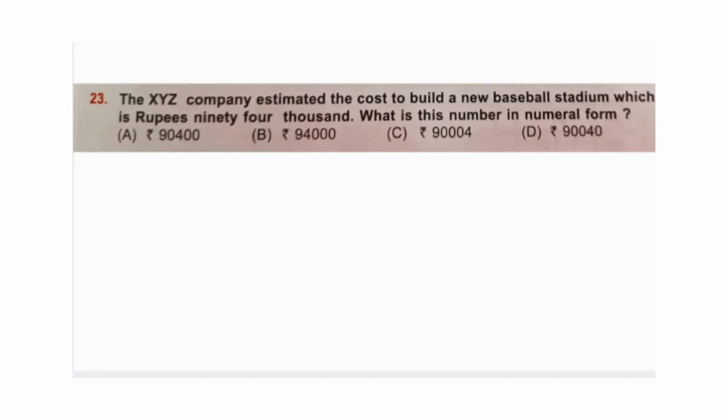Let's look at question number 23. The question is: the XYZ company estimated the cost to build a new baseball stadium to be rupees 94,000. What is the number in numerical form? This one is reasonably easy. All you have to do is write the number in numerical form, which is 94,000, which is option B.